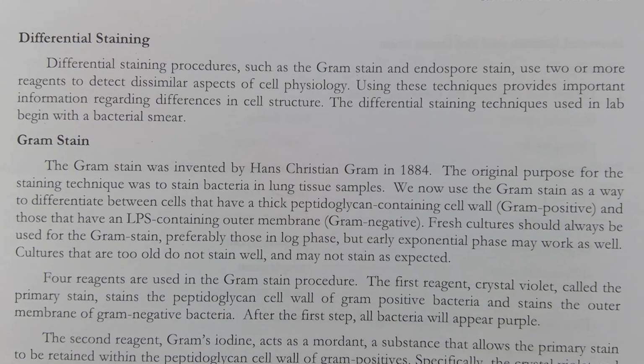Differential staining procedures such as the gram stain and endospore stain use two or more reagents to detect dissimilar aspects of cell physiology. Using these techniques provides important information regarding differences in cell structure. The differential staining techniques used in the lab begin with a bacterial smear.